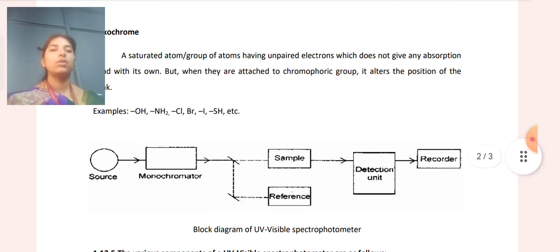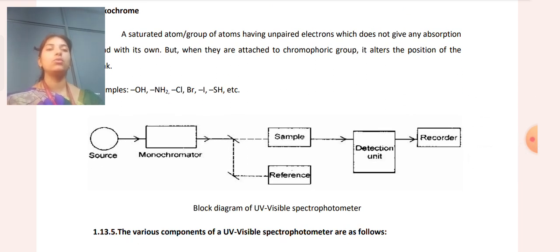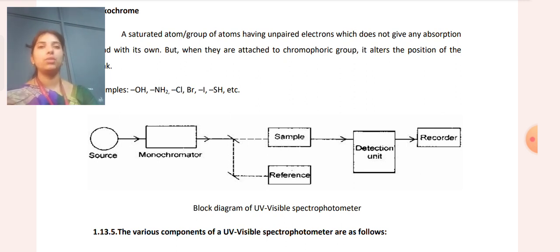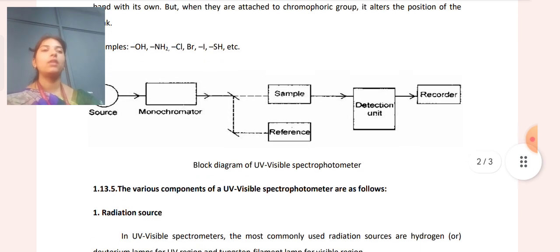Next, the block diagram which has been shown for the UV visible spectrometer shows how the radiation occurs. The starting material is a source, then the monochromator and its slits, then the sample and the detection unit, and the reference slit, as shown in the diagram. Both the beams go to the detection unit, and the signal is recorded by using an amplifier. So this diagram shows how samples will be detected using colored solutions.